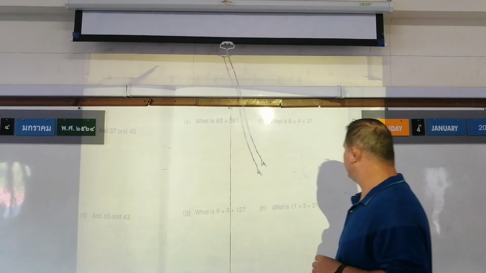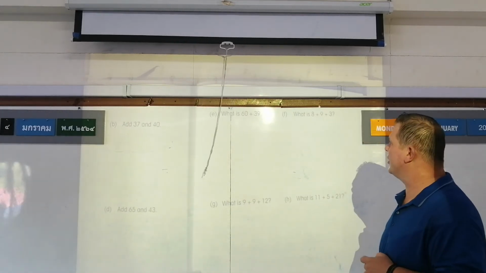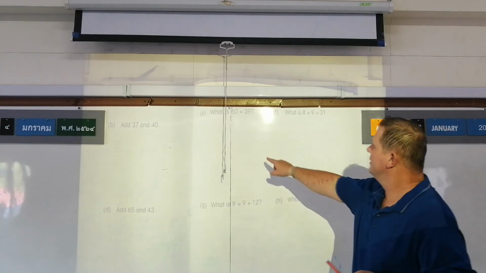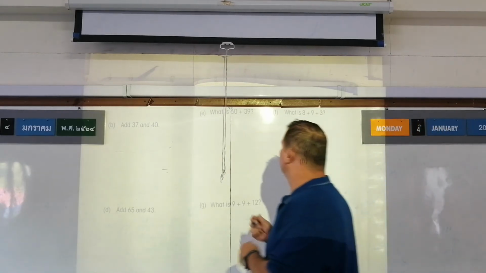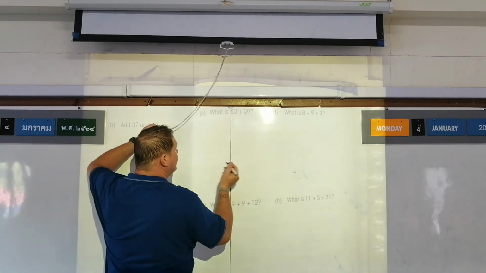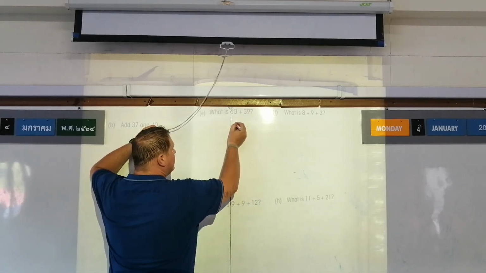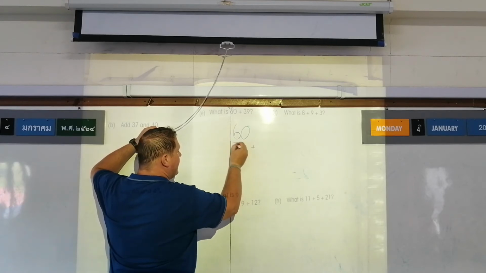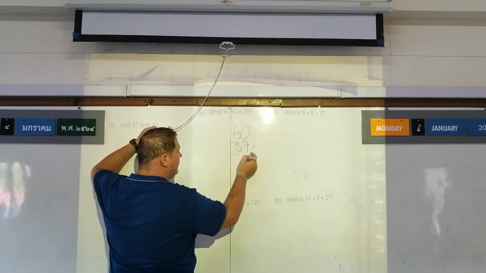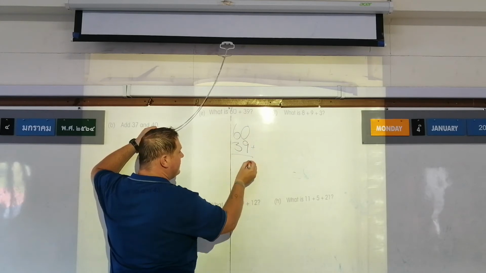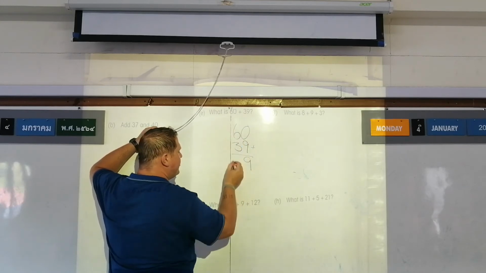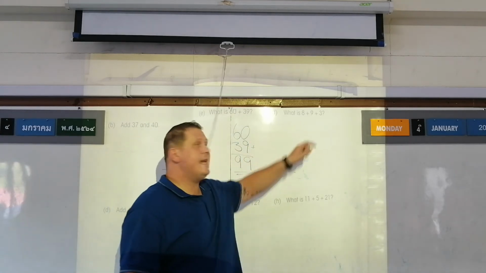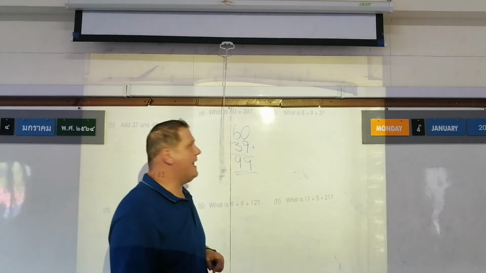Okay, let's do these ones like this also on the board, okay? Right, so this one again, two numbers, right? 16 plus 39, 0 plus 9, 6 plus 3, 9. Okay, now, these three numbers, okay?